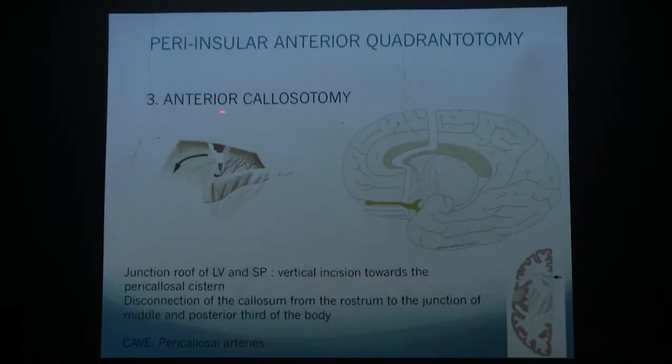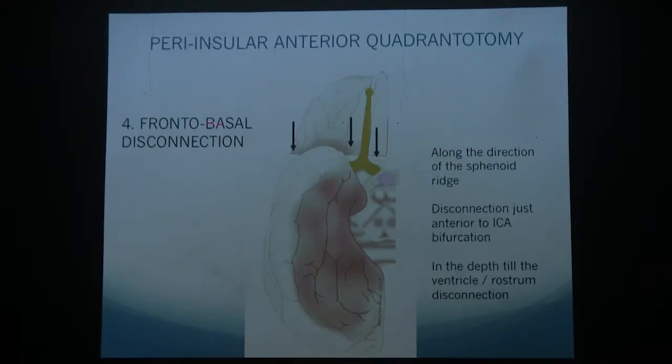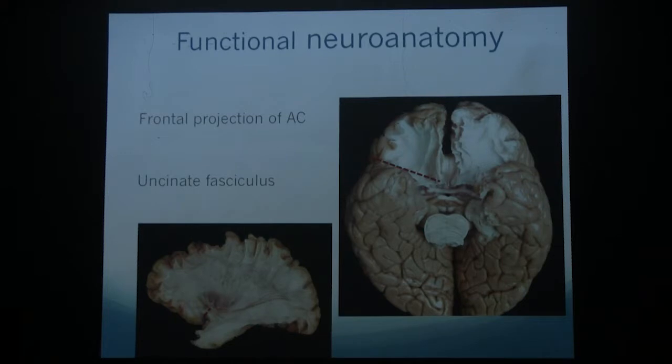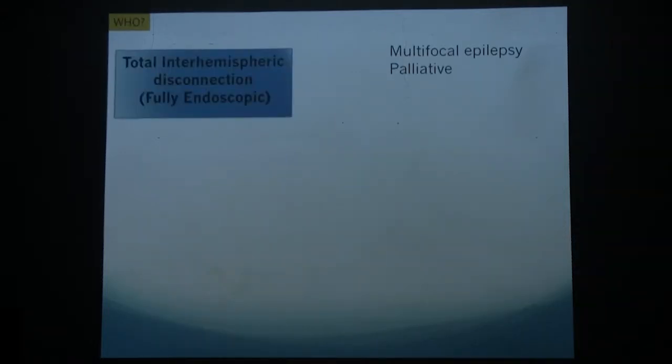And then inside the ventricle, you'll do a callosotomy, only the anterior part of the callosotomy. The incision is given at the junction of the roof of the ventricle and the septum pellucidum. This disconnection runs from the rostrum to the junction of the posterior and the mid-third of the body. And this we already covered. You again have to do the frontobasal disconnection like you do in a hemispherotomy. So we come to the last one, the interhemispheric.